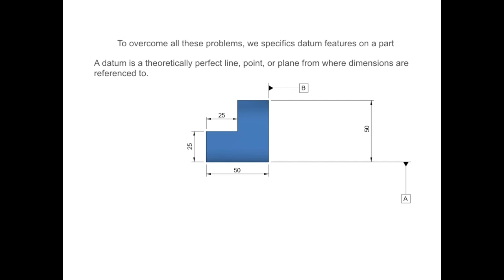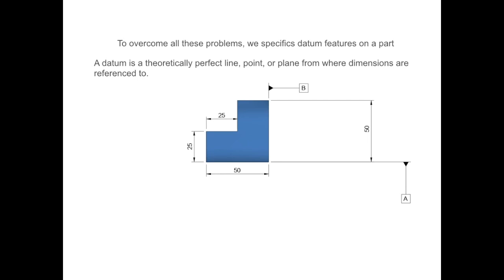To overcome all these problems, we specify datum features on a part. A datum is a theoretically perfect line, point, or a plane from where dimensions are referenced to. In our drawing, we have two datum simulators, A and B. Pay attention, I did not call A and B as datum, but I call them datum features.